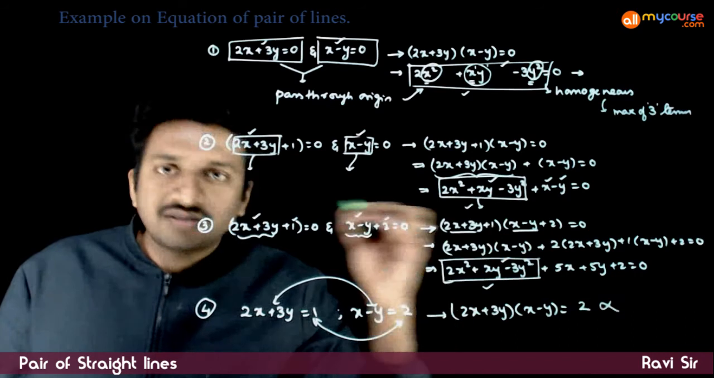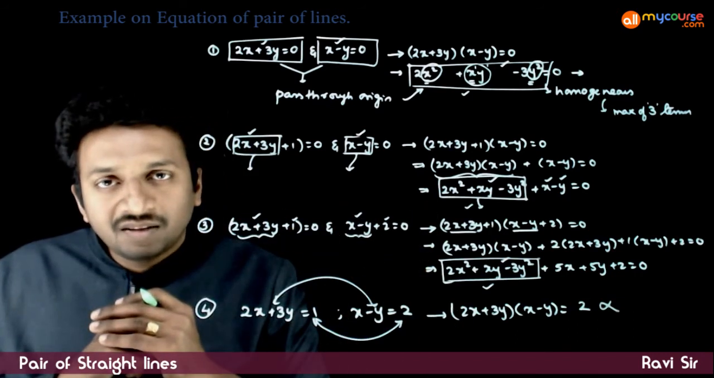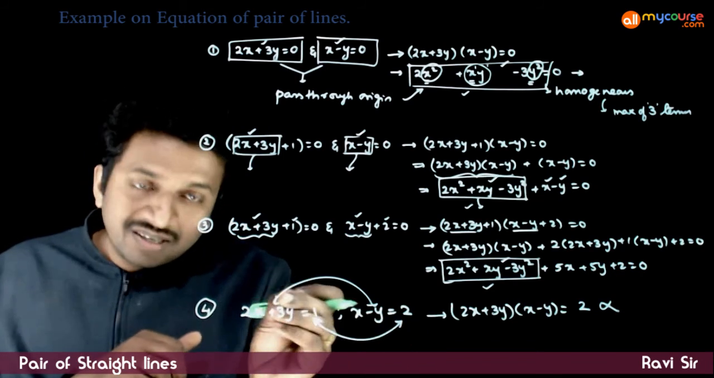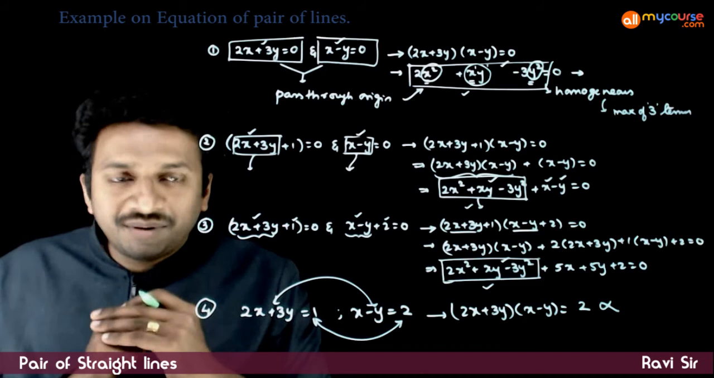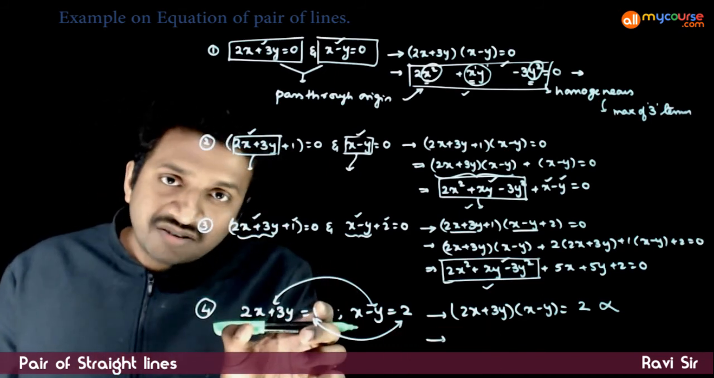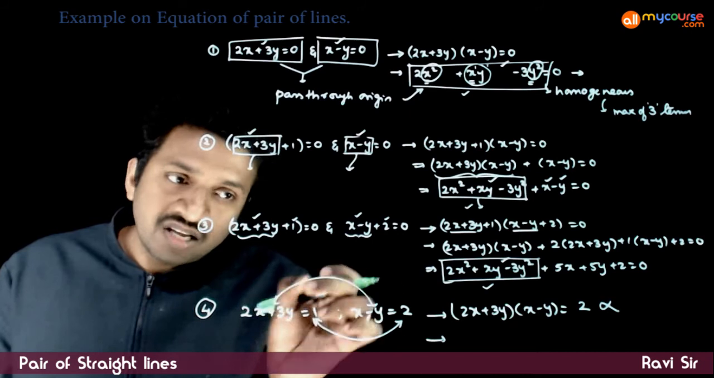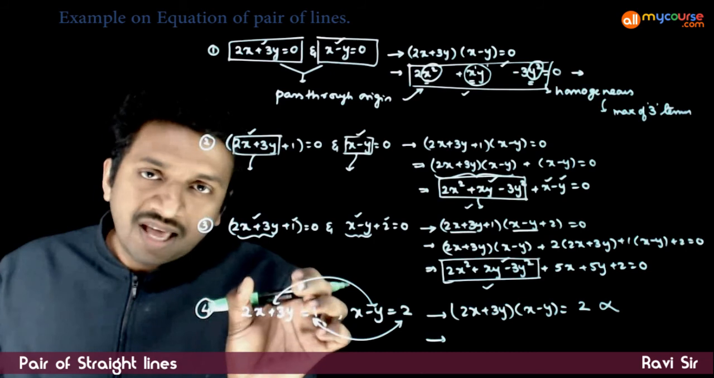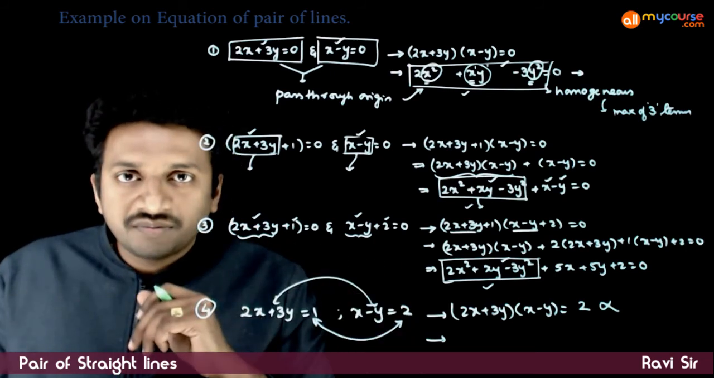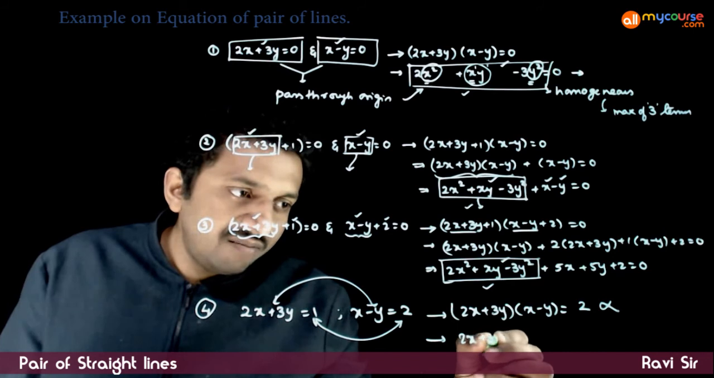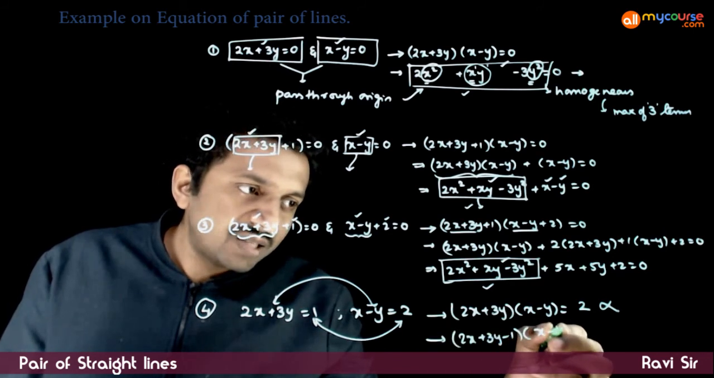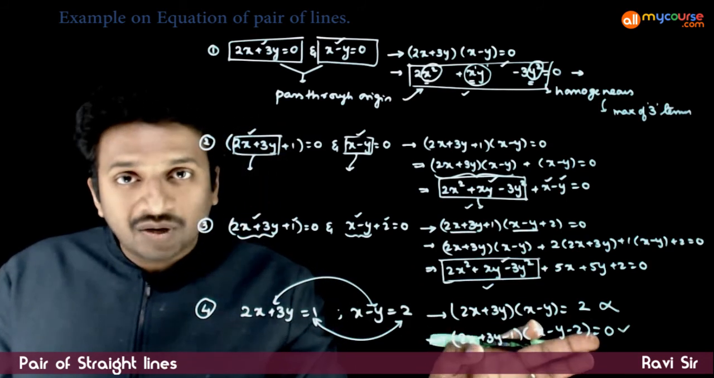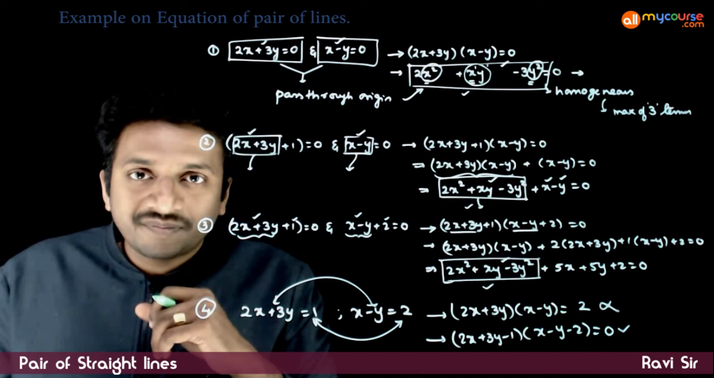So this is wrong, because it does not give the same answer as the previous method. So the correct method will be, first write the lines in the form L1 = 0 and L2 = 0. So (2x + 3y - 1)(x - y - 2) = 0. So this will be the correct combined equation of the pair of lines.